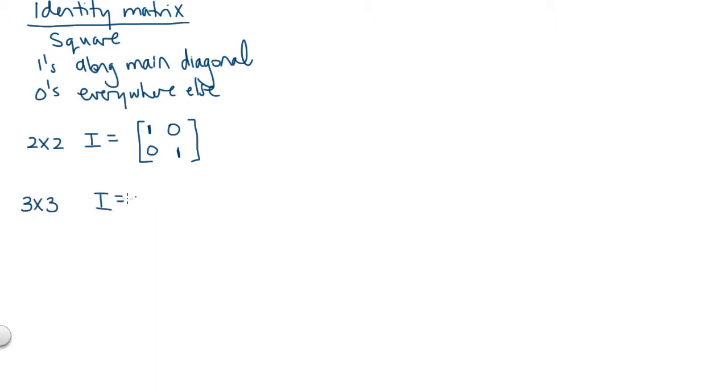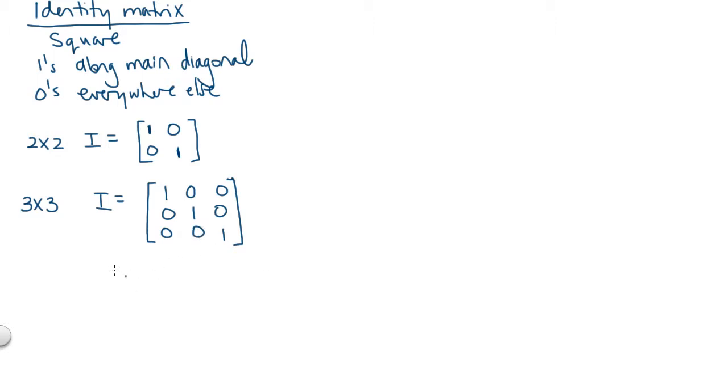The 3 by 3 case is always an important one as well, something that we often run into in practice. So 3 rows, 3 columns. We've got ones along this main diagonal that goes from the top left to the bottom right. And we've got zeros everywhere else in that matrix. So there's our 3 by 3 identity matrix.